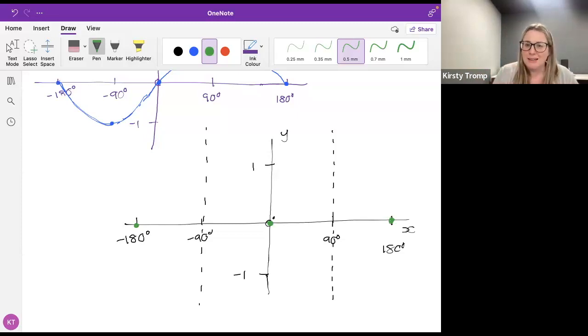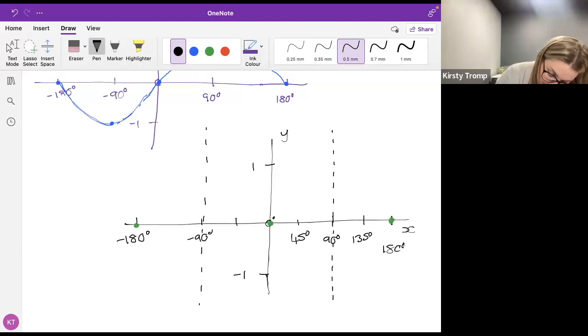Good, well done, Caitlin. We need to go put a 45 degree in there instead. So we need to go through in a 45, and in between 90 and 180, what's in between those two? A 135. Here will be a negative 45. Here will be a negative 135.